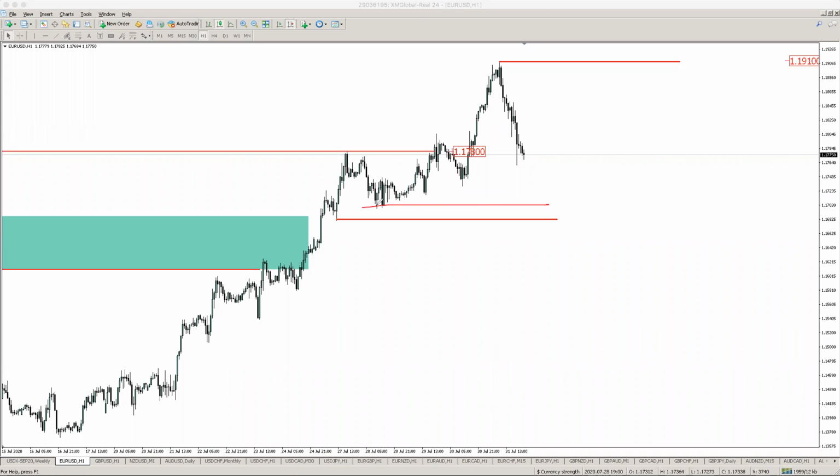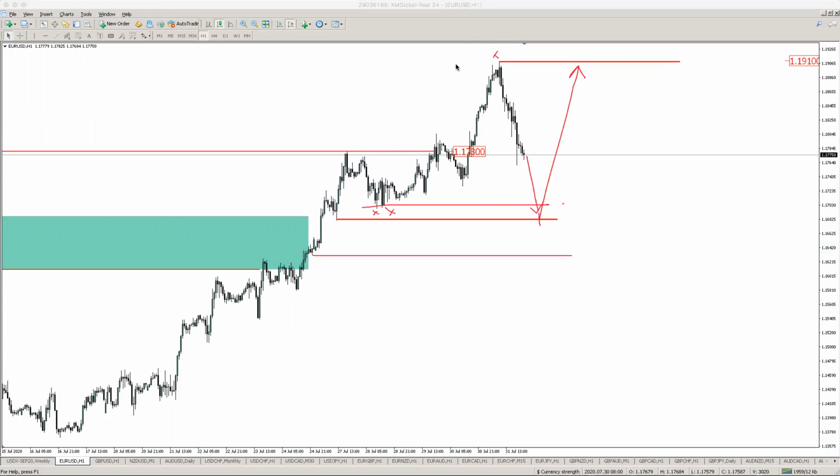We expect these lows to be taken out. Market opens, trades below, taps into this zone. This is where we are entering, and then retracing to go and take out previous day high, and our TP is going to be 1.1910. As for our stop loss, we're going to put our stop loss right here. Let me just put a horizontal line there and then give you the exact figures.